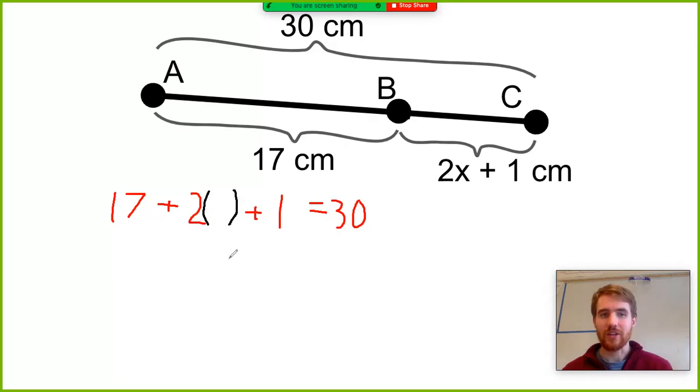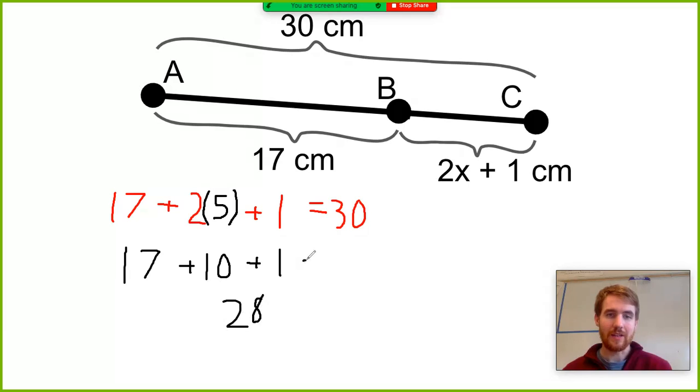Well, maybe you think 5 is a good number to guess. So we try 5 in here. 17 plus 2 times 5, that's 17 plus 10 plus 1. Add that up, and you get 28. 28 is close to 30, but not quite. In this case, this one is 17 centimeters, and this one would be 11 centimeters. We add them together, we get 28, not quite 30, so that's not correct. So we can erase 5, we can try something slightly bigger, and of course we know the answer will be 6 because we just solved it. So we'll try 6 now.